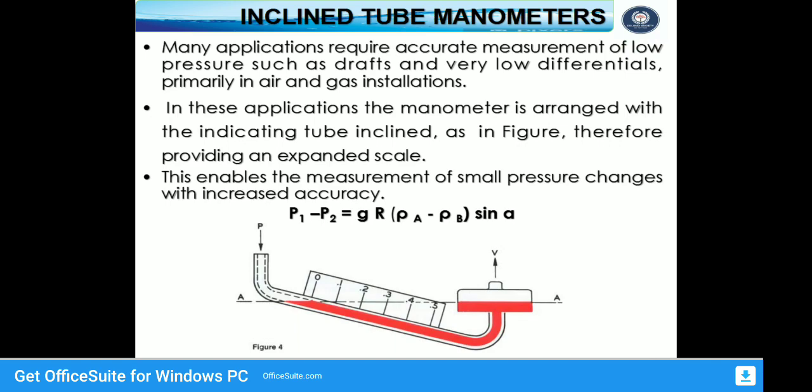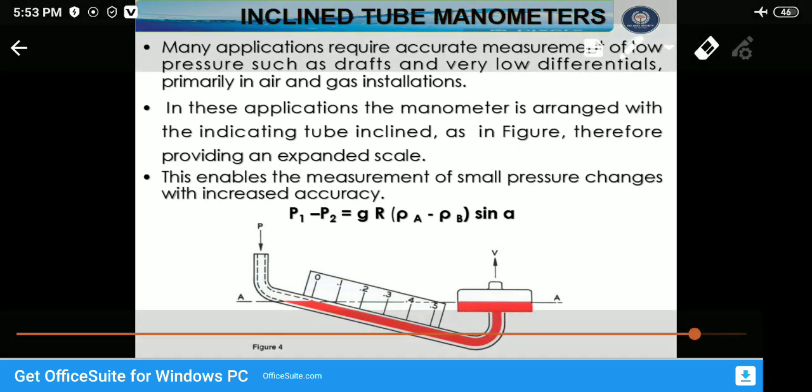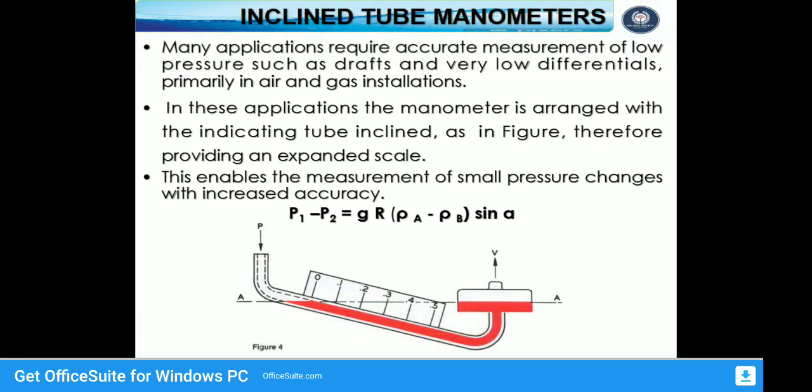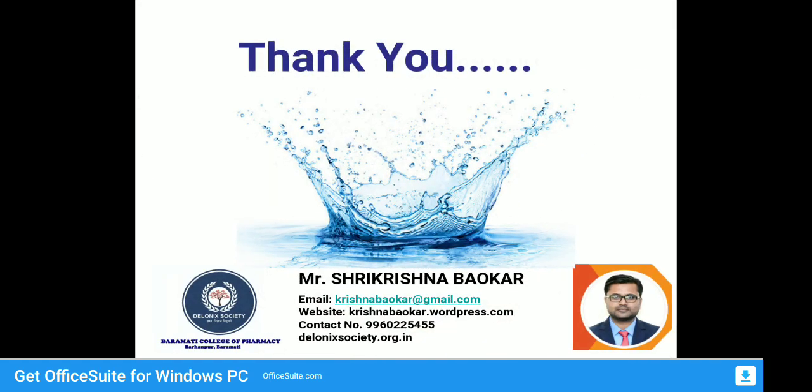We can calculate this accuracy by using the formula P1 minus P2, that is delta P, is equal to G R into (rho A minus rho B) into sine A. So here is complete fluid statics, manometer and types of manometer.